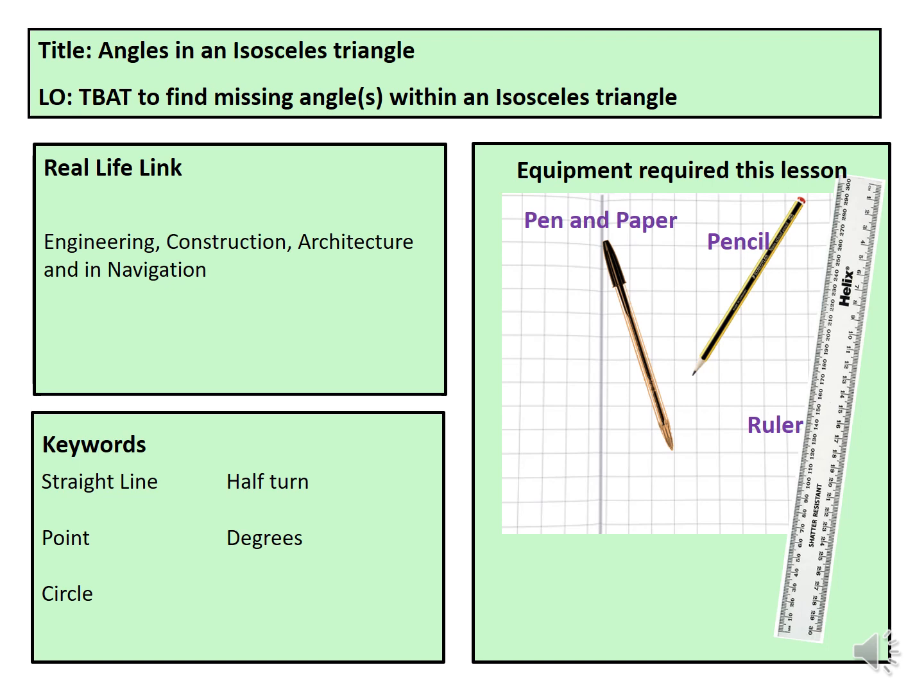Hello students, today's lesson will be focusing on angles in an isosceles triangle. Now we will only be focusing on this specific triangle for today's lesson, and the equipment we'll need is a pen, paper, pencil and a ruler.